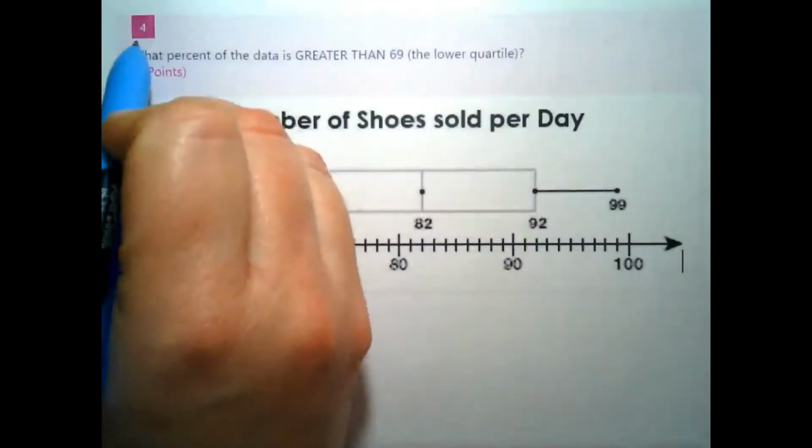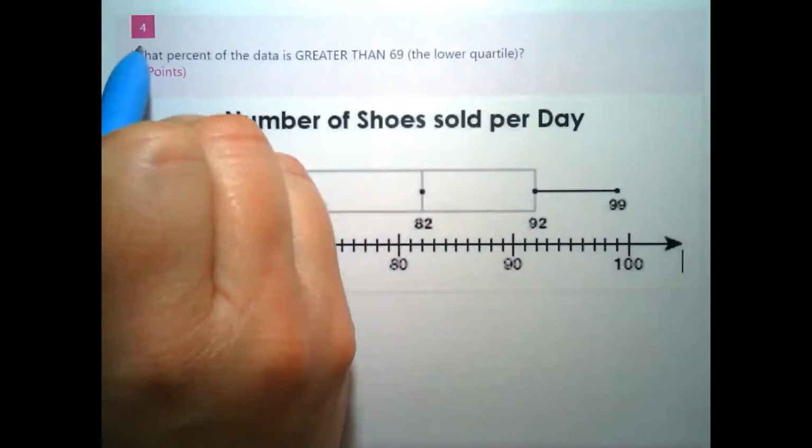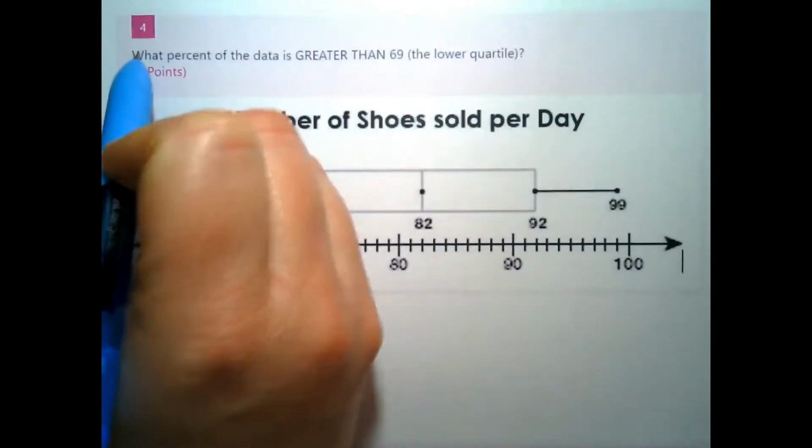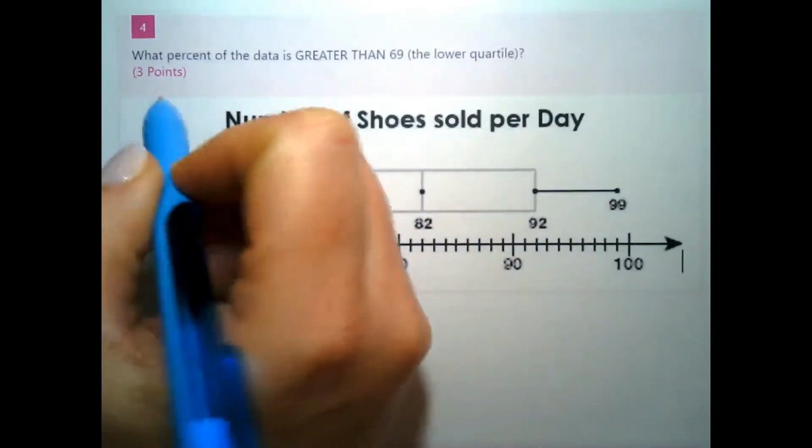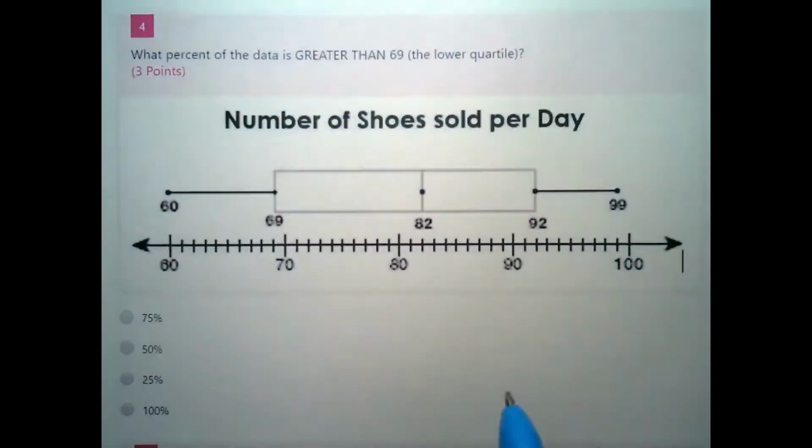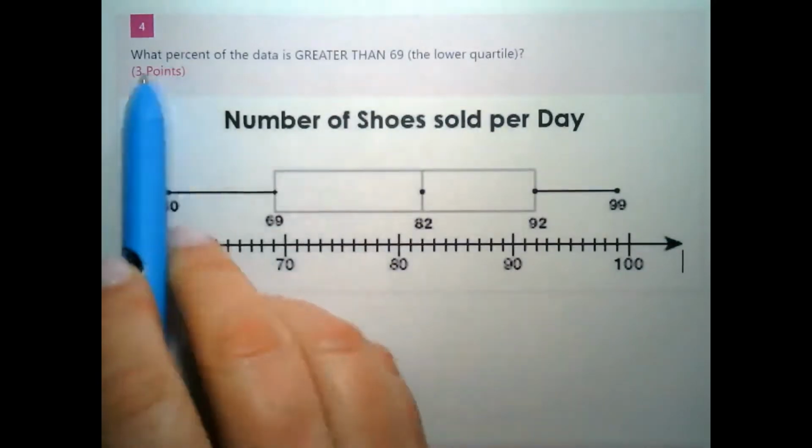Notice we're starting at question number 4 because, as normal, question numbers 1, 2, and 3 have to do with your name and your period. So question number 4 is the first real question of the study guide here. So let's get right into it.